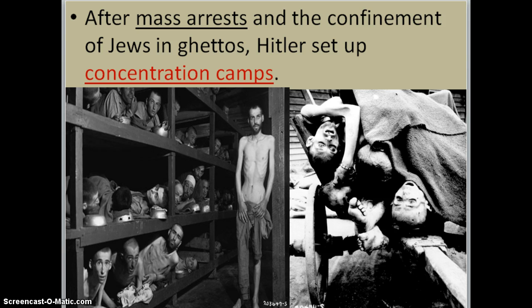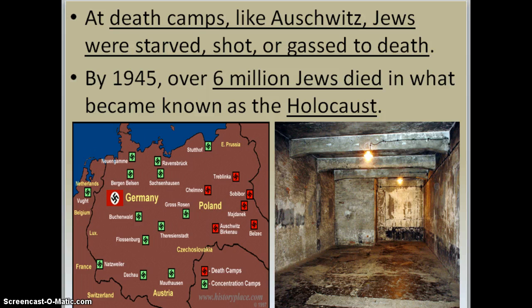After mass arrests and the confinement of Jews in ghettos, Hitler set up concentration camps. Ghettos were areas where the Jews were forced to live in slum-like conditions. At the death camps like Auschwitz, Jews were starved, shot, or gassed to death. By 1945, over 6 million Jews died in what became known as the Holocaust.